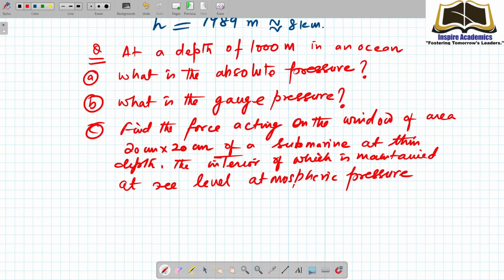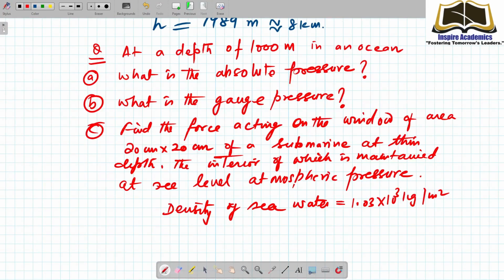At sea level atmospheric pressure, the density of seawater is 1.03 into 10 to the power 3 kilogram per meter cube. It is slightly more than normal water. And take the value of g as 10 meter per second square.